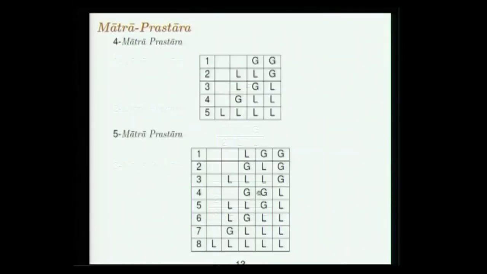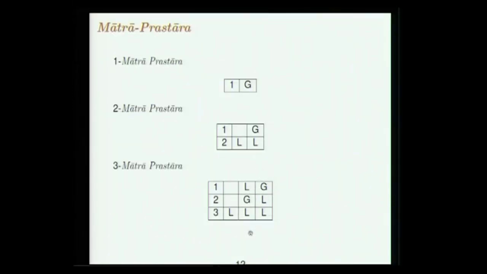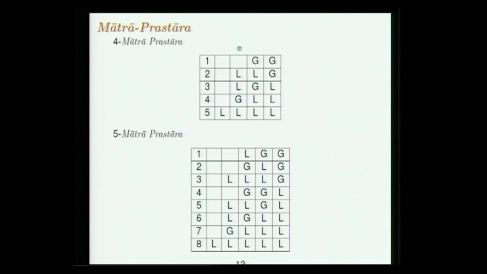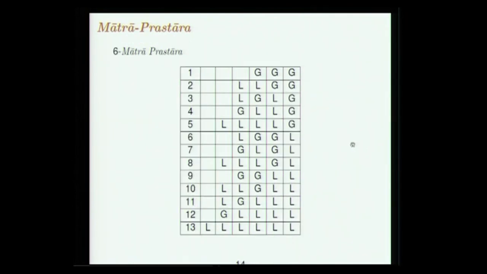And so, you can see that the 5 is constructed out of 3 and 4 in a very similar way. There are 3 rows in the 3 matra vritta prastara. Those are the same 3 here. Or in the beginning, those are the same 3 here. You put a G to the right. There are 5 rows in the 4 matra vritta prastara. They are the same here. To that you put an L on the right. So, this is the rule.